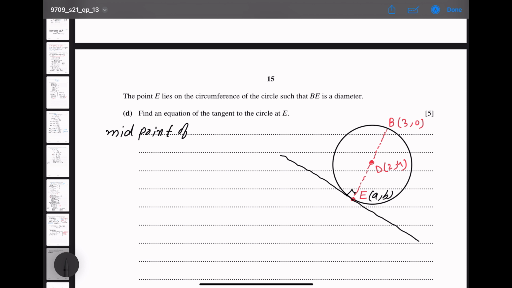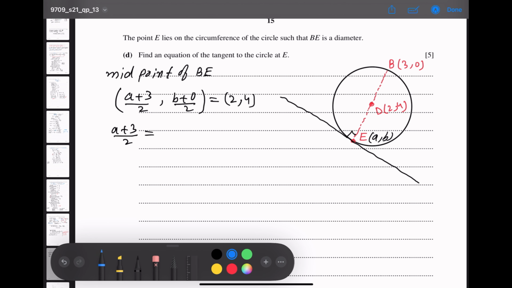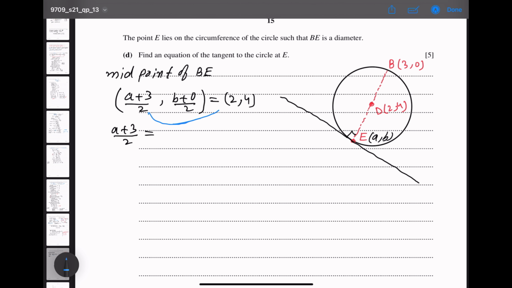Midpoint of BE is A plus 3 over 2, B plus 0 over 2. This is the midpoint. But the midpoint is already given, that is 2, 4. Now we will equate the corresponding coordinates. A plus 3 over 2, the x coordinate, will be equal to 2, and the y coordinate will be equal to 4.